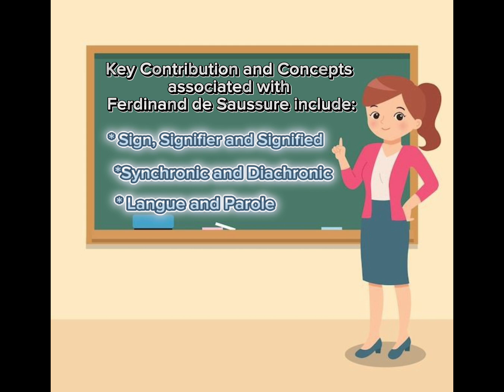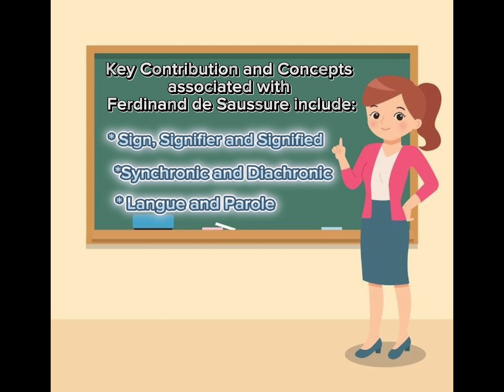Saussure distinguished between synchronic linguistics, which studies language at a specific time, and diachronic linguistics, which examines language change over time. He focused more on synchronic linguistics, emphasizing the study of a language's structure at a particular time.